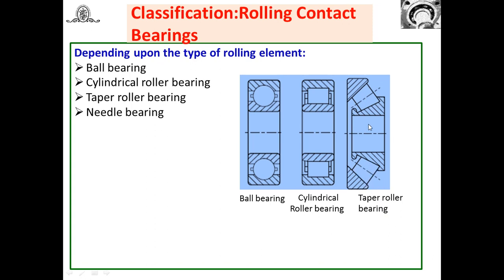So based on this, the classification of the rolling element: ball, cylindrical, and taper roller. Needle bearing means, again, it's like a roller bearing, but the length of the bearing is more than the diameter of the roller. Try to understand, it looks like a needle. That's why the name is given needle bearing.